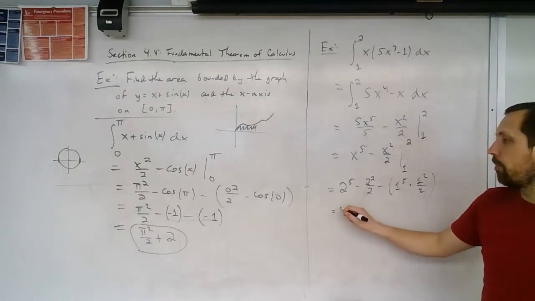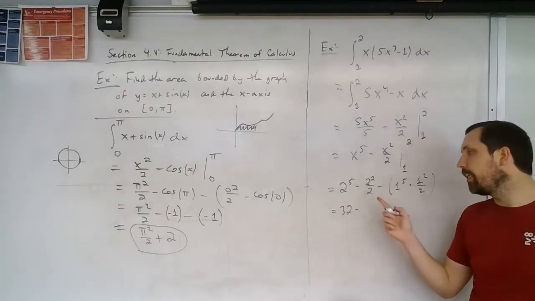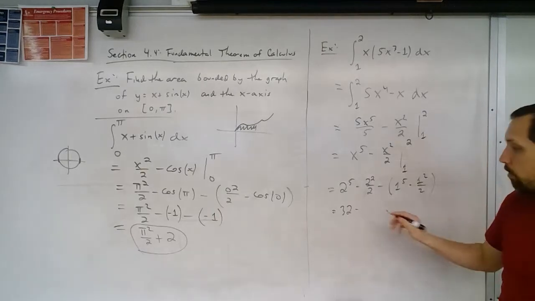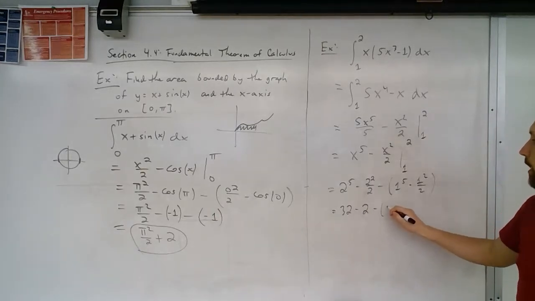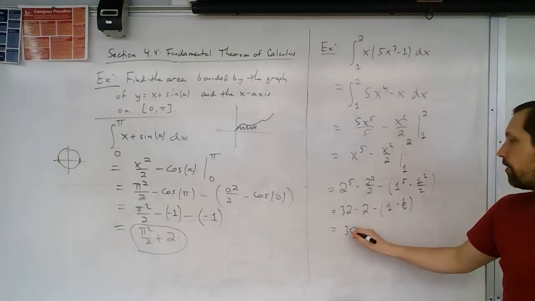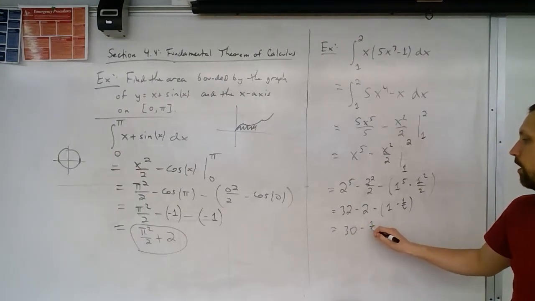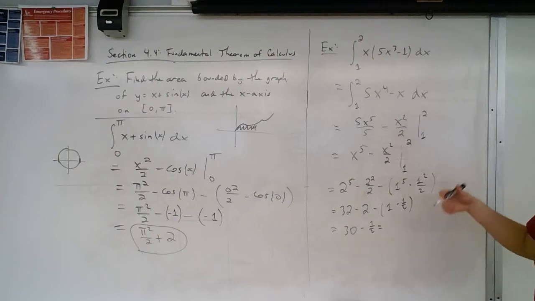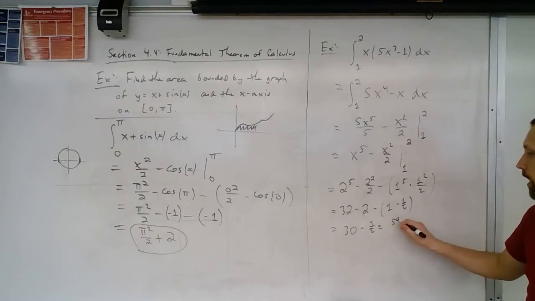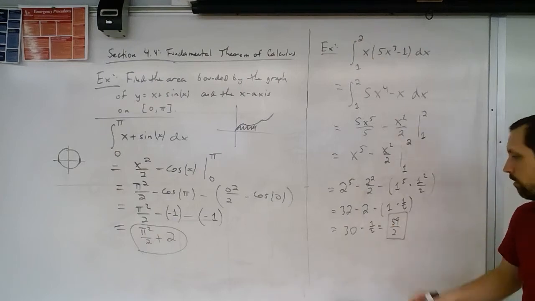2 to the 5th is going to be 32 minus 2 squared over 2, that's going to be equal to 2. Minus a 1 minus 1 half. So this becomes a 30 minus 1 half. And so this one becomes 59 over 2.